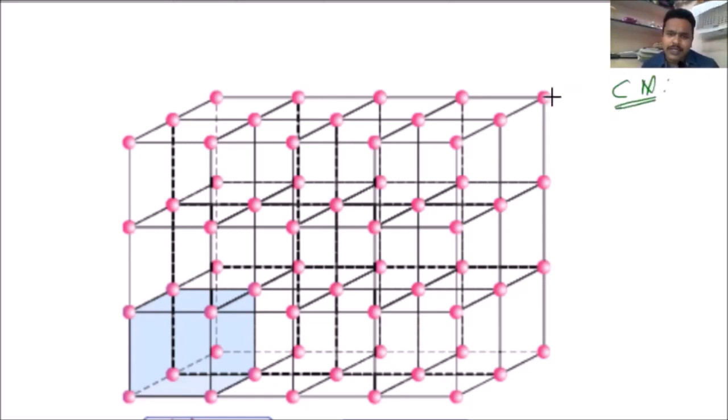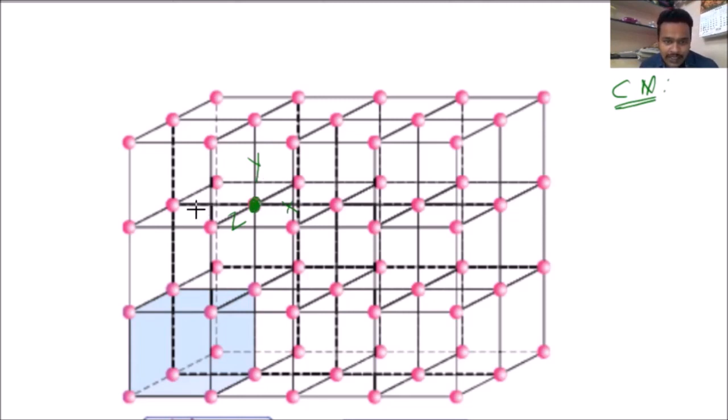Coordination number means, this atom I am going to choose, how many neighbors are there? See, neighboring atoms. How many directions does it have? For example, it is the x-axis, the y-axis, the z-axis. So it is three-dimensional. How many neighbors are there? You want to calculate the neighbors.